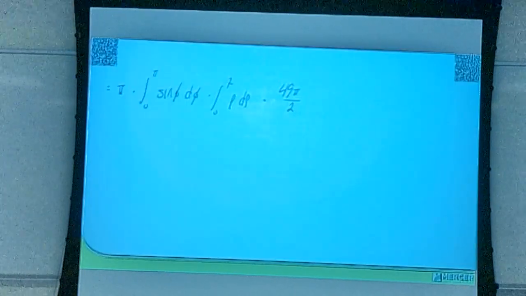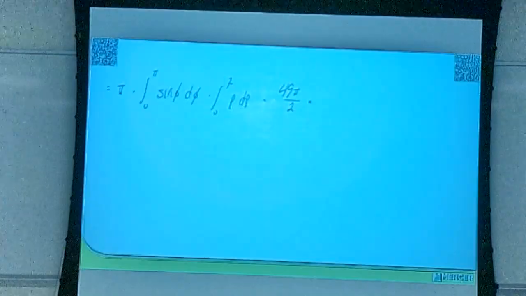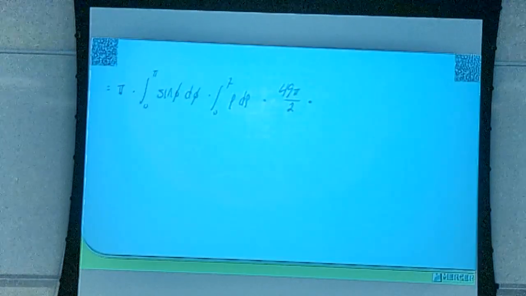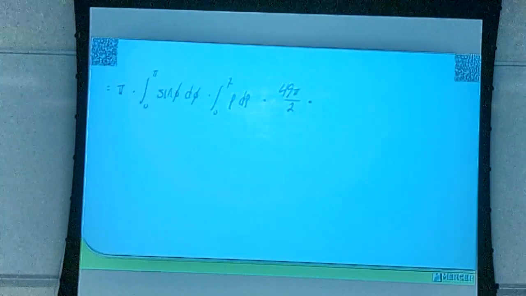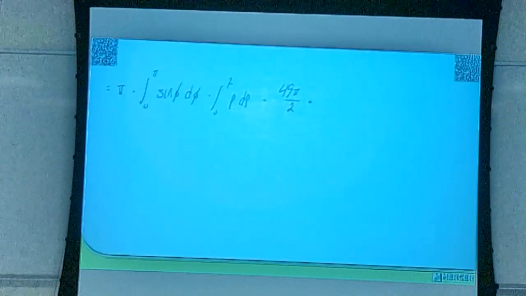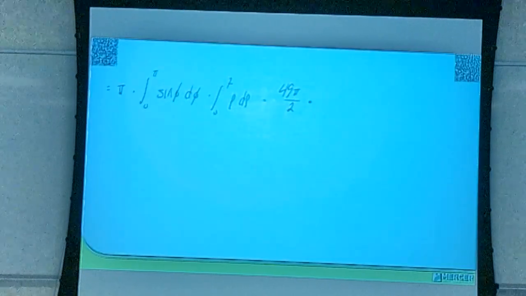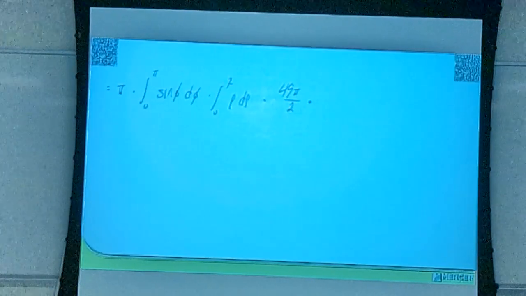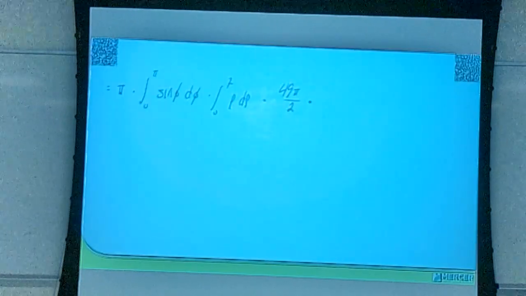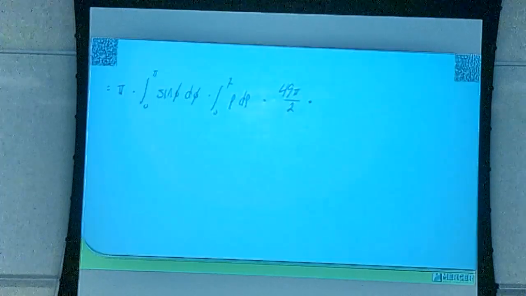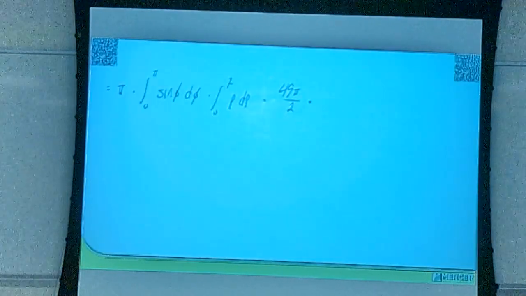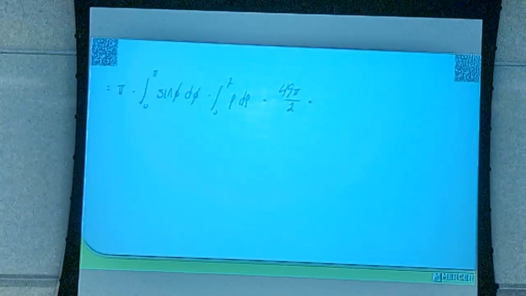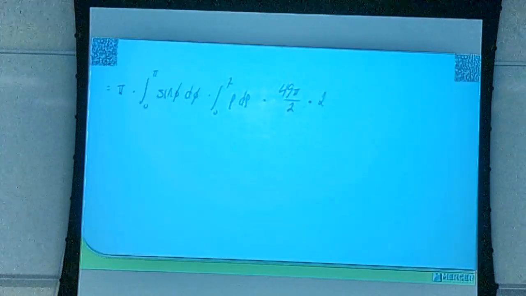Now the integral from 0 to pi of sine of phi. Negative cosine of phi from 0 to pi, right? What's cosine of pi? Cosine of pi is -1. Cosine of 0 is 1, yeah, which means that integral's 2. There you go, 49 pi.